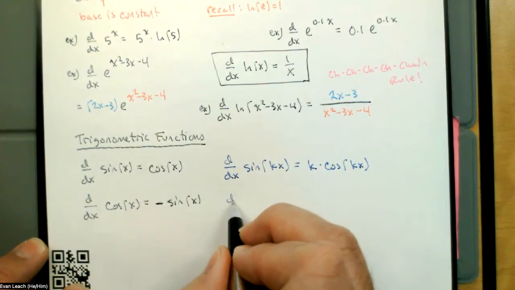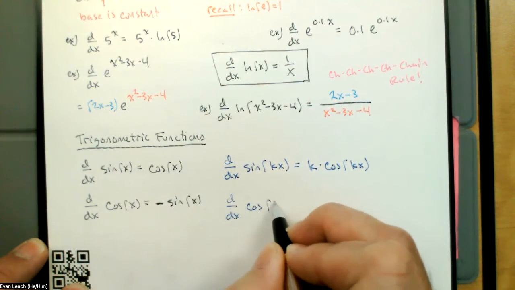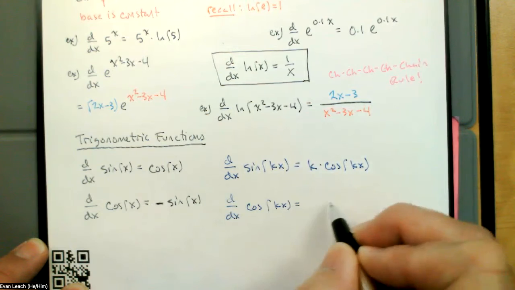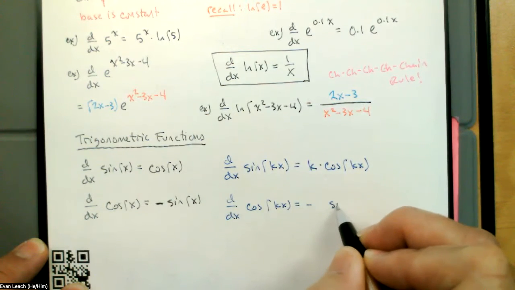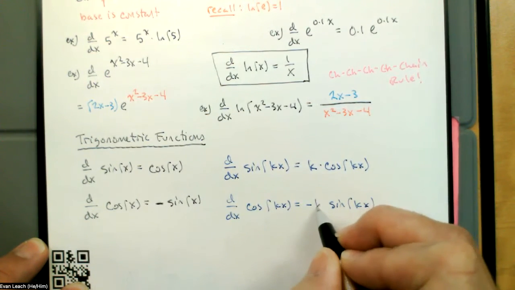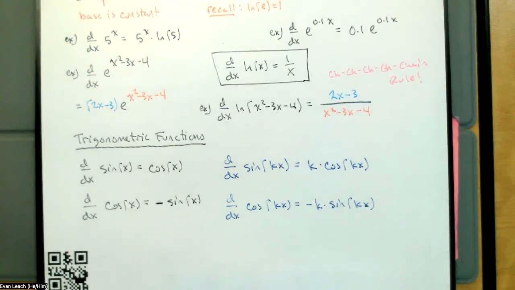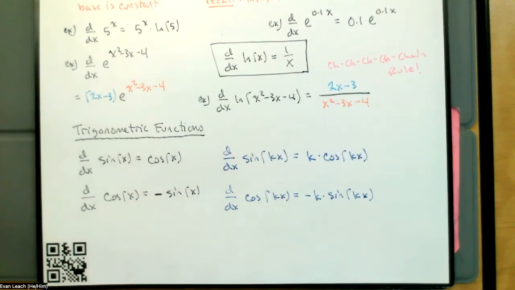The derivative of cosine of kx is minus sine kx times the derivative of kx, which is k. And if we go back around, the derivative of negative sine x will take us to negative cosine x. The derivative of negative cosine x will get us back to sine x.